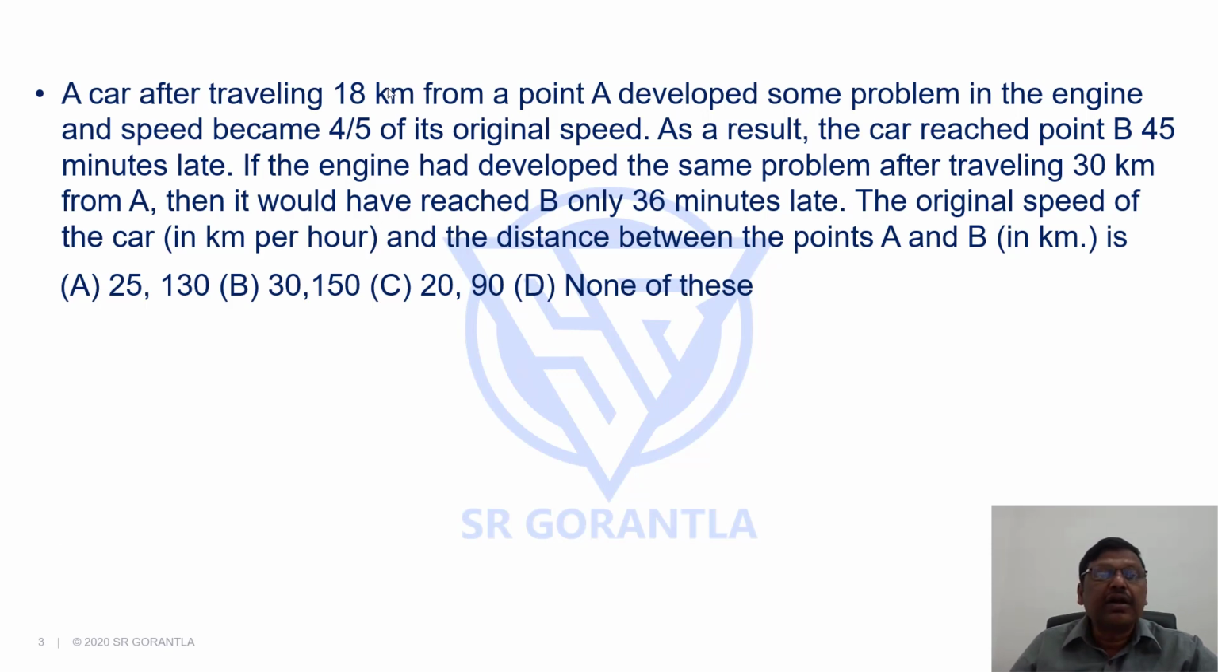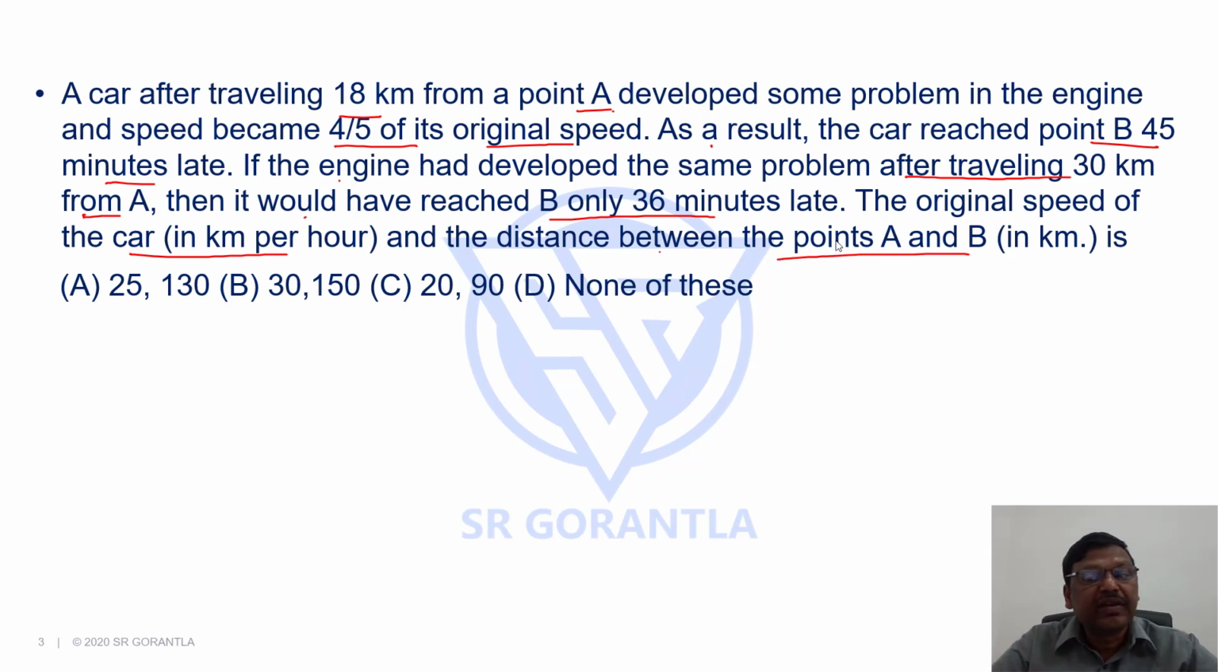A car after traveling 18 kilometers from a point A developed some problem in the engine and speed became 4/5 of the original speed. As a result, the car reached point B 45 minutes late. If the engine had developed the same problem after traveling 30 kilometers from A, then it would have reached B only 36 minutes late. The original speed of the car in kilometers per hour, and the distance between the points A and B, we have to find.